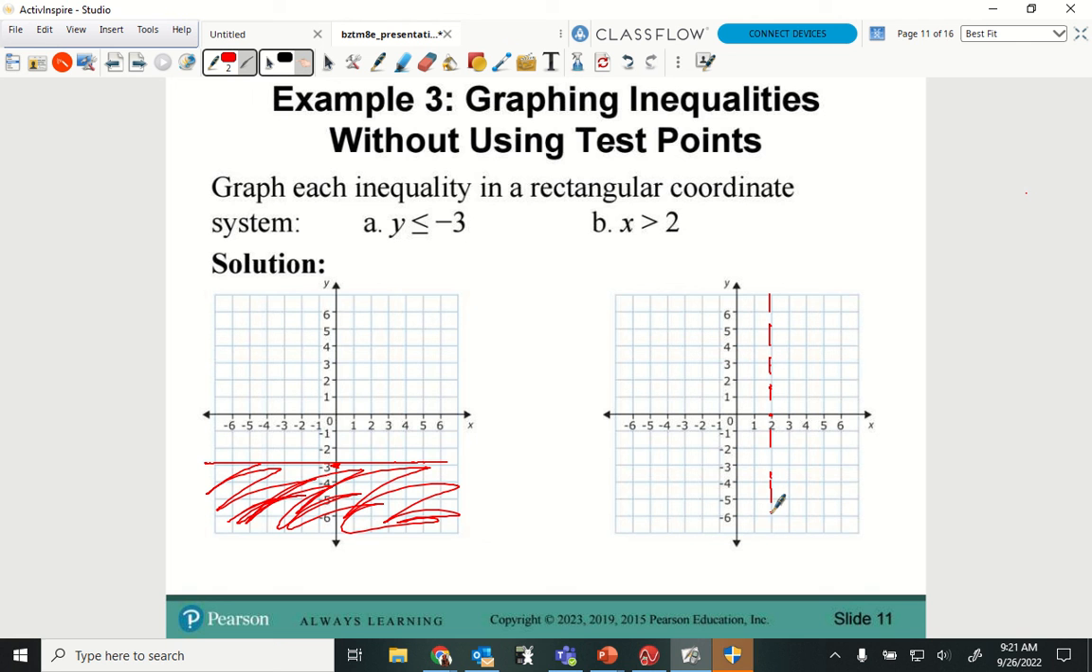Doesn't like me doing dashes on this. Okay. And then everything to the right.